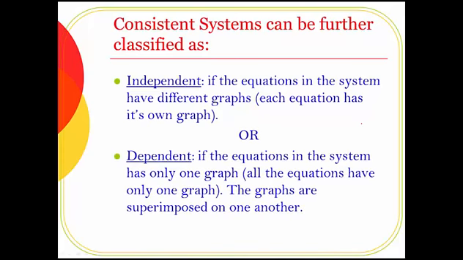We can also have consistent and dependent systems. If the equations in the linear system have only one graph, that means all the equations have only one graph, we say that that system is dependent. As we will get to see later on in this video, the graphs are superimposed on one another. So that creates the image that it's only one graph. And these are consistent systems. They can be classified either as independent or dependent.